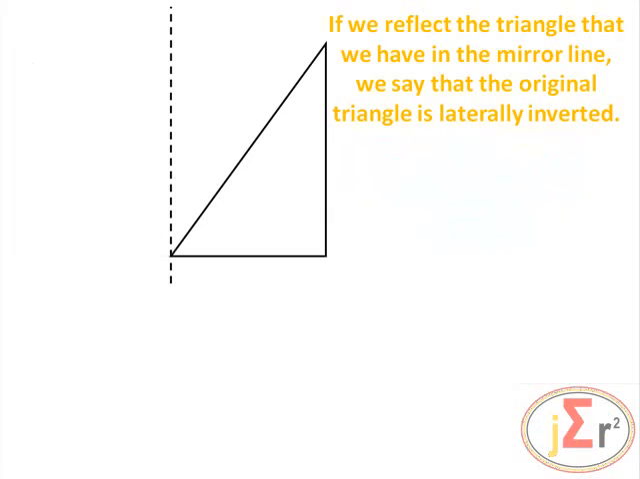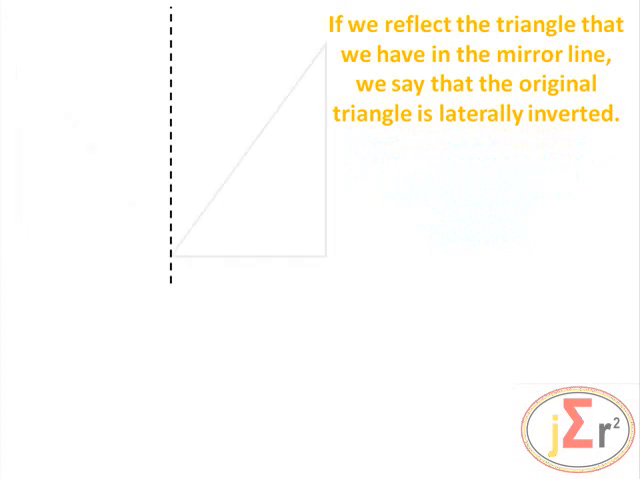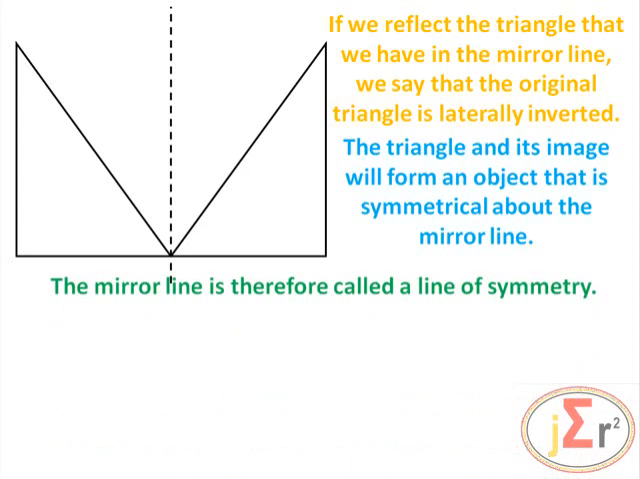The triangle and its image will form an object that is symmetrical about the mirror line. So if we have a triangle, we reflect the triangle. We say that it is laterally inverted. And if we put that together with the original triangle, then an object is formed that is symmetrical about the line of symmetry, or the axis of symmetry. The mirror line is therefore called a line of symmetry.